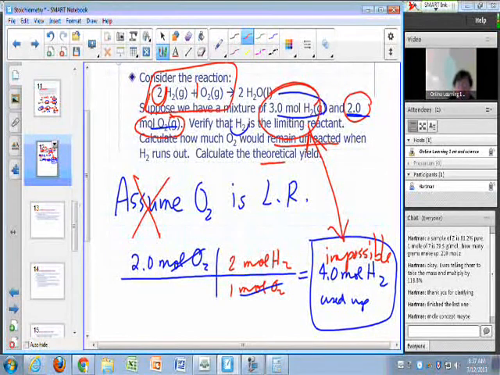So in other words, when you're solving stoichiometry problems, if you're given the starting amount of 2 or more reactants, you have to figure out first which one is the limiting reactant in order to predict the maximum amount of product you can get. That maximum amount you can get is called the theoretical yield. Okay?